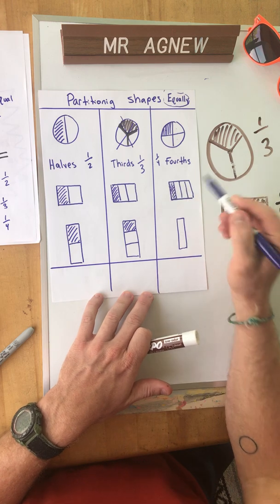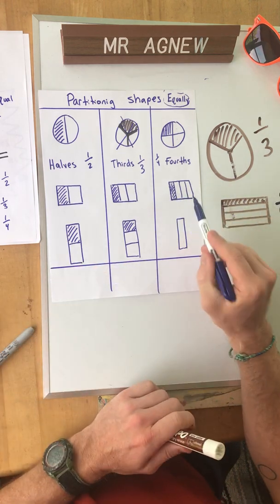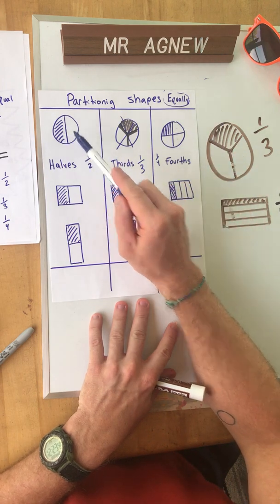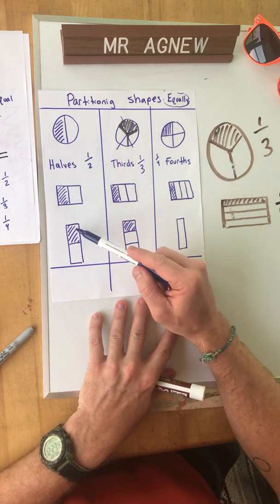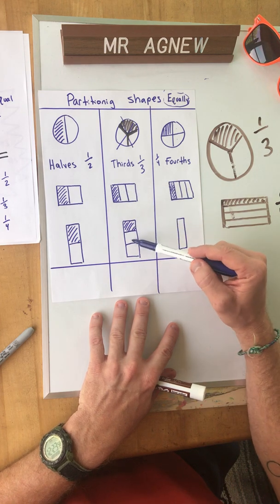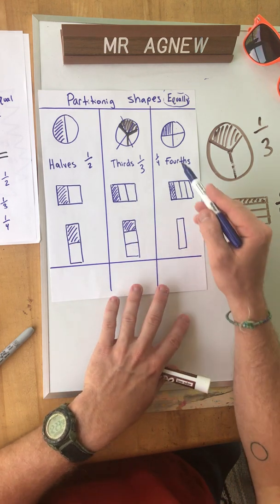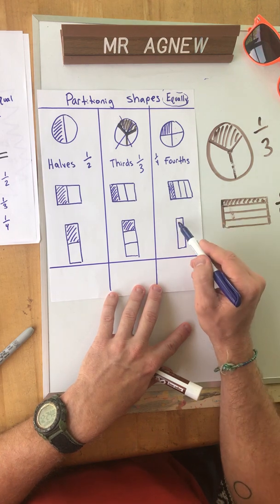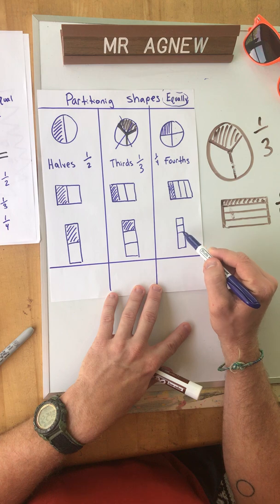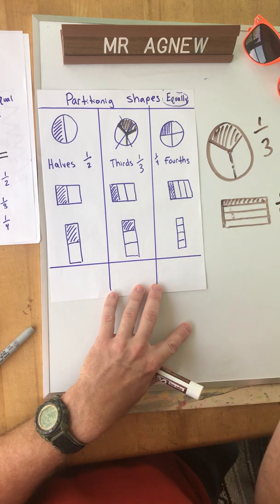It does not really matter which way you divide your shape as long as they are all equal pieces. Equal pieces. These are the same size. These all 3 are the same size. Fourths. I'm going to divide this one into 4. Down the middle first. 1, 2, 3, 4.